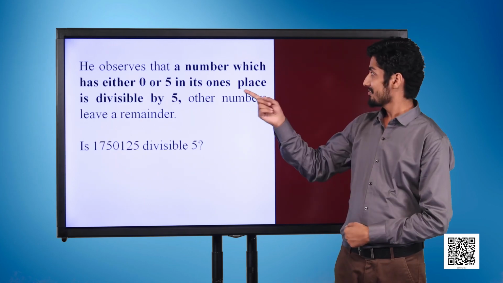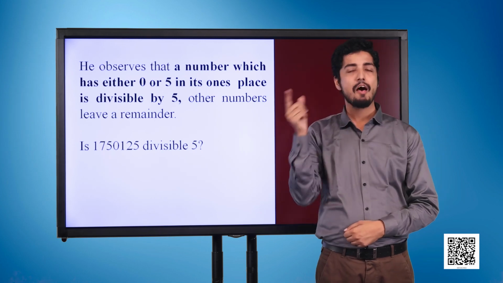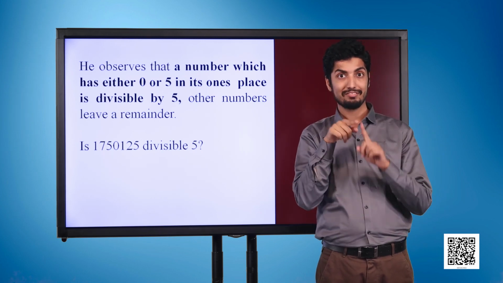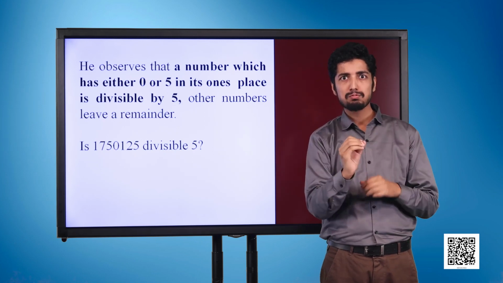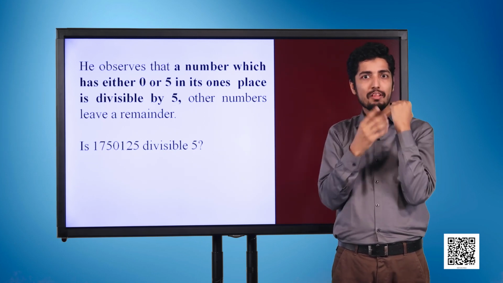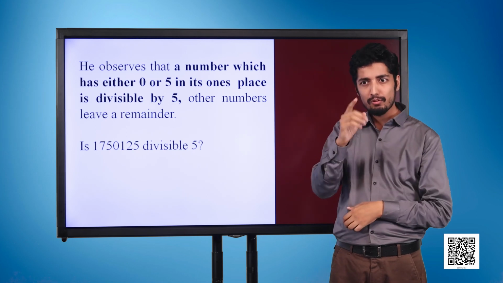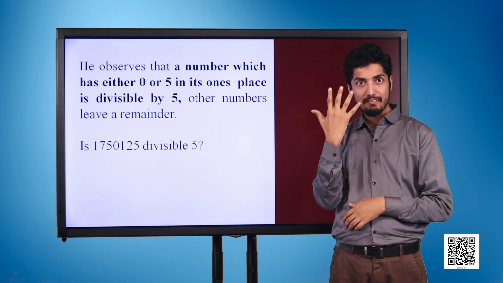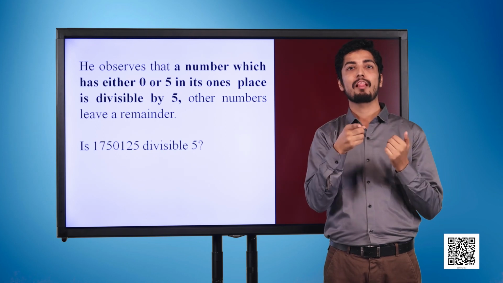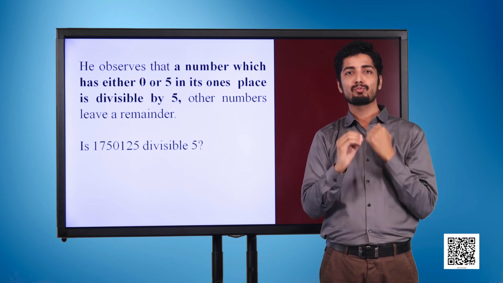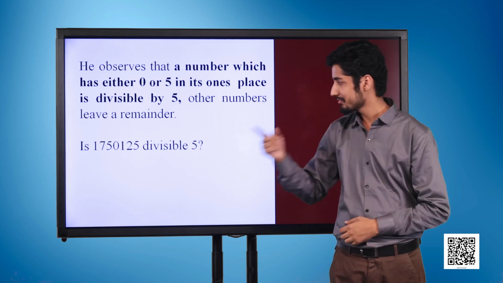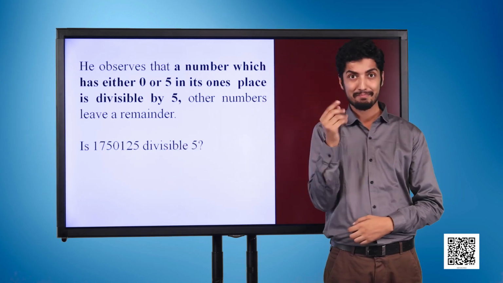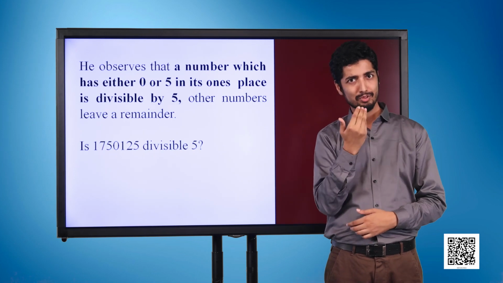He observes that a number which has either 0 or 5 in its ones place is divisible by 5. Other numbers leave a remainder. Is 1750125 divisible by 5?